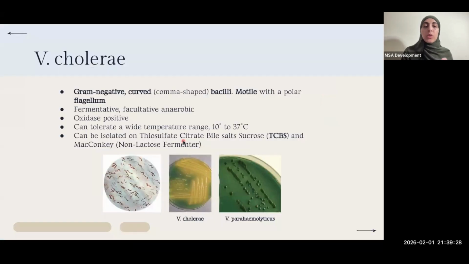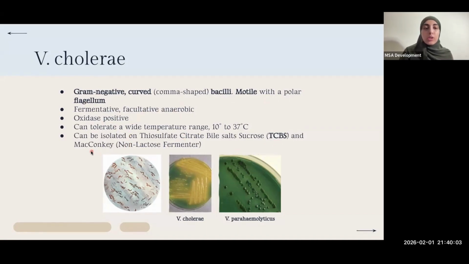Okay? So some basics about cholera, which you know from POD. I'll go over these very quickly. So Vibrio cholera is a gram-negative curved comma-shaped bacillus. Okay, it is motile with a polar flagellum. It's fermentative, facultative anaerobic. It's oxidase positive, and it can tolerate a wide range of temperatures. Now, something you should know is that you isolate cholera on this specific agar, which is TCBS. Just know the name, TCBS. It's an agar for Vibrio cholera.